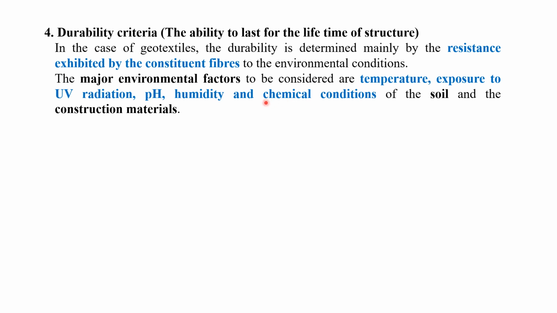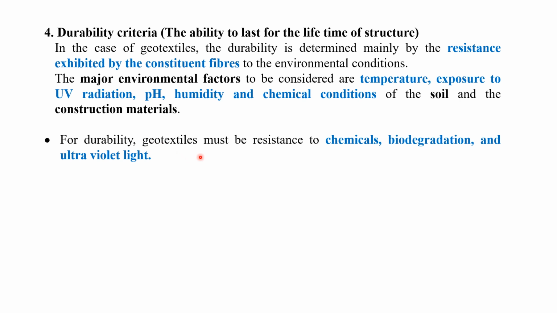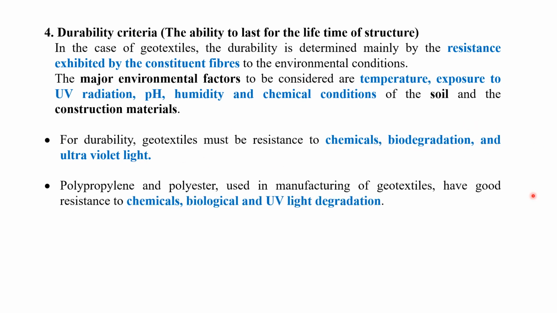So this will damage the geotextiles, right? And we have to manufacture the geotextile sheet in such a way that it will be durable and it should resist these environmental problems. So for durability, the geotextile must be resistant to chemicals. These three conditions should be met by the geotextile sheet. Then only it will be durable: chemicals, biodegradation, and ultraviolet light.